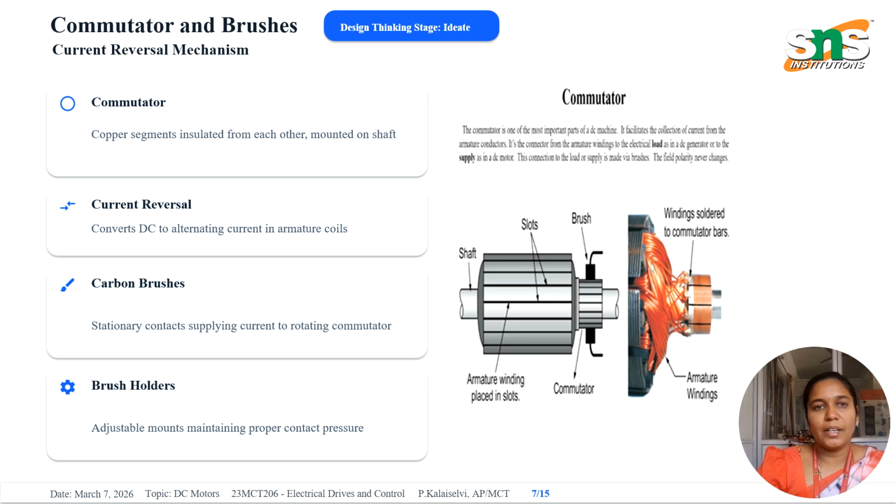The third one is the commutator and brushes. The commutator and brushes together perform an important function called commutation. The commutator consists of copper segments mounted on the rotor shaft, insulated from each other. Brushes are made up of carbon or graphite, which maintain electrical contact with the commutator. Their main purpose is to supply current and reverse its direction in the armature coil. This ensures continuous torque.